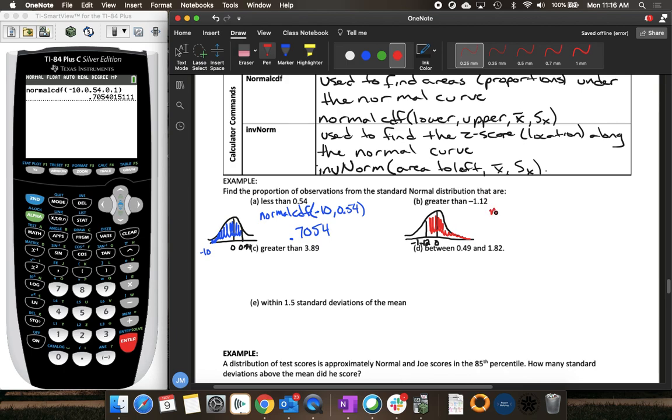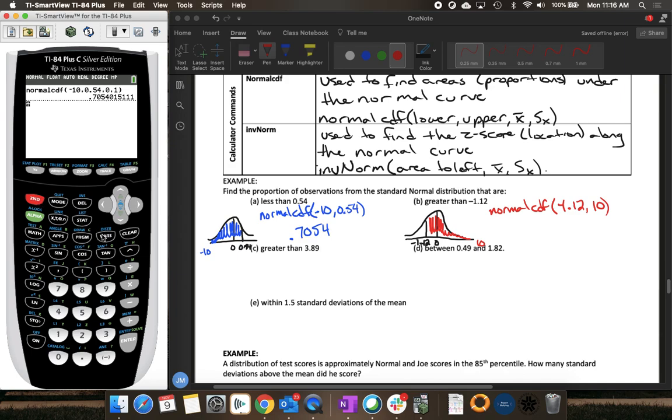So this time, when we put this into normal CDF, our lower is now going to be the negative 1.12. Our upper, we don't really have, so again, going out to positive 10 should be plenty far enough. And since it's the standard normal distribution, we shouldn't have to put the 0 and 1.